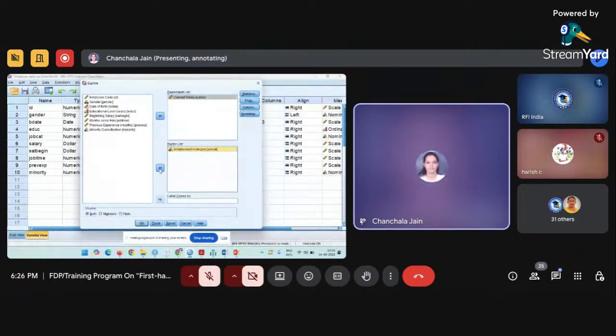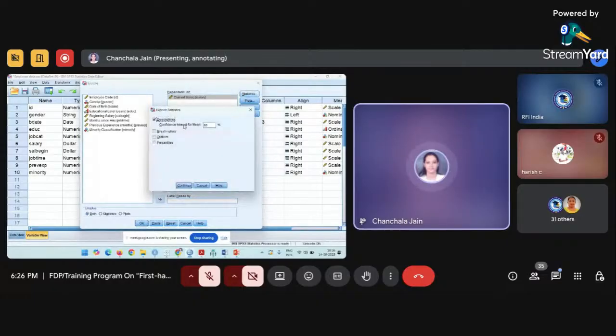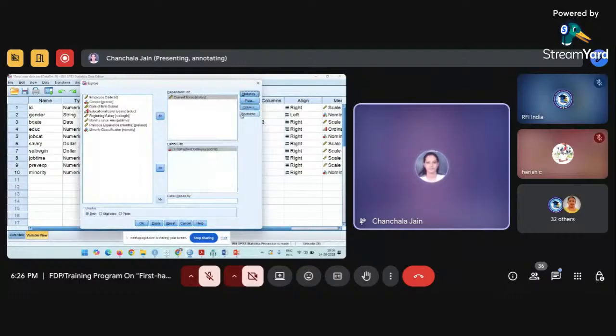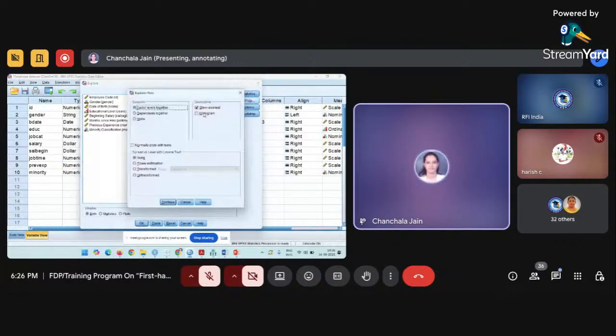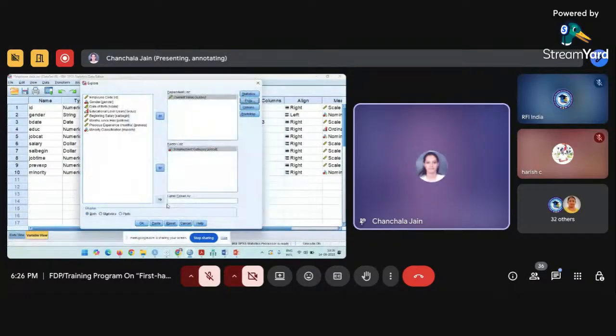Shall I proceed? Yes, madam. In the statistics, I think now everyone is in a position to recall everything. I'll click on outliers, then continue. In plots, deselect the stem-and-leaf, select histogram, and select normality plots with tests, right? And click on continue. That's all. And click on OK. Yes, ma'am. Right.